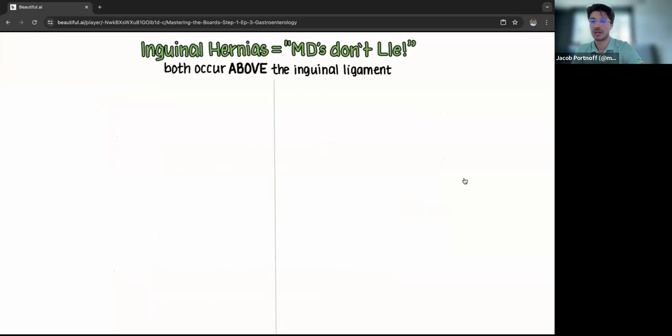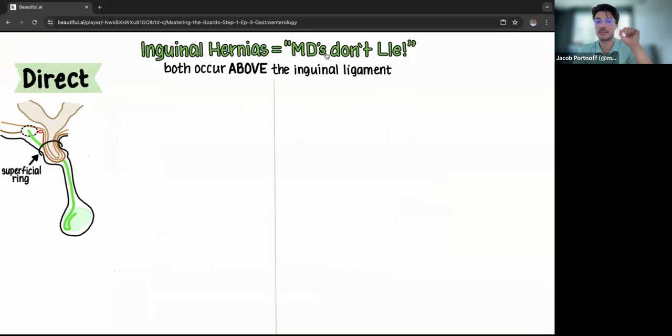So what I want to do here, and hopefully this will clear up some things for everyone, is just go through both indirect and direct hernias, which both occur above the inguinal ligament. And you've probably heard this mnemonic, which is MDs don't lie, which is going to help you remember that direct hernias occur medial to the inferior epigastric, indirect occur lateral to the inferior epigastric.